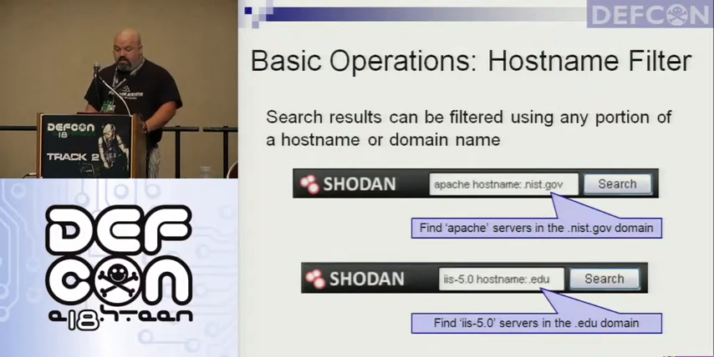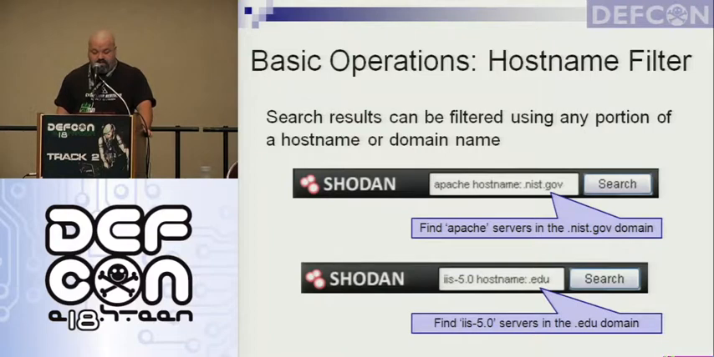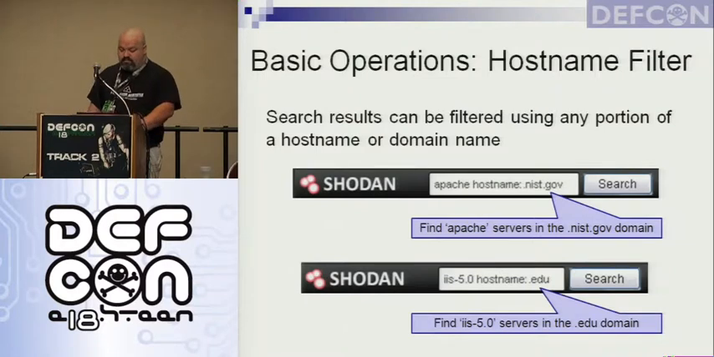Basic operations, hostname filter. Okay, so we want to filter by hostname. So the search here is Apache hostname:.nist.gov. So now we can limit our searches to devices in the .nist.gov domain that have Apache in the web banner, or IIS 5.0 hostname edu. So now we're looking at just IIS 5.0 or Microsoft 2000 servers that are in the edu domain. And obviously if you wanted to put a specific university or something like that, you could certainly do that as well.